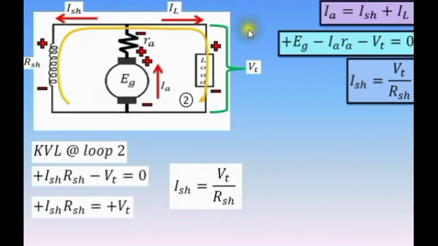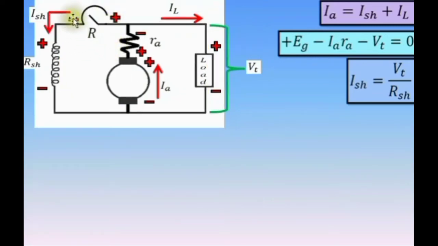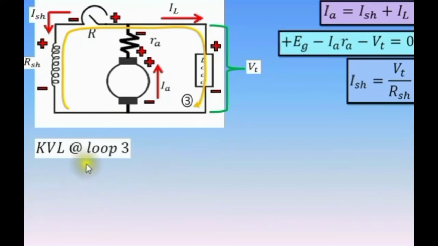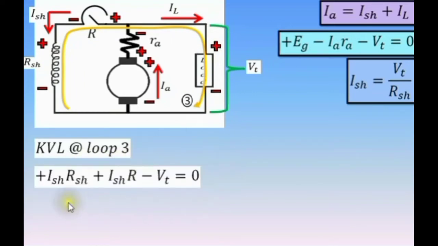This loop is also important when there is a rheostat connected in series with the field winding. Example, we have this circuit, so here is the rheostat. This is used to control the field current and is used for voltage regulation. The loop will pass from the shunt field resistance to the rheostat and to the terminal voltage. So let's say that this is loop 3. So Kirchhoff's voltage law at loop 3, we will arrive at this equation.